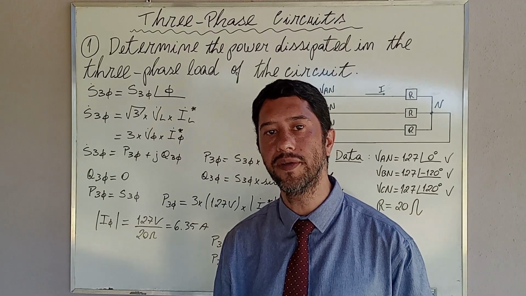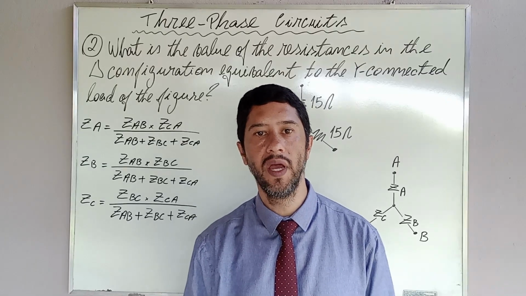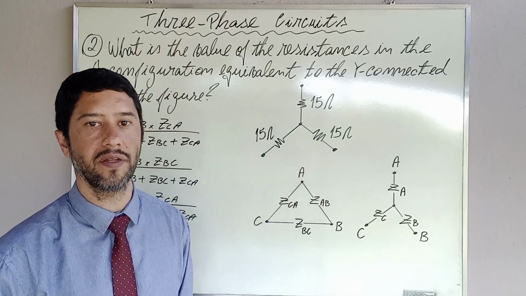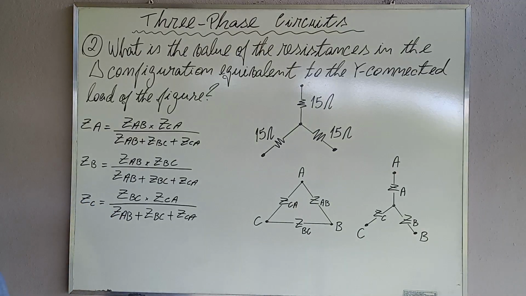Let's go to the next. Exercise number 2. The exercise provided us this Y-connected load and asked us what is the value of the resistances in the delta configuration equivalent to the Y-connected load of the figure. This is the question. Let's go to the solution.